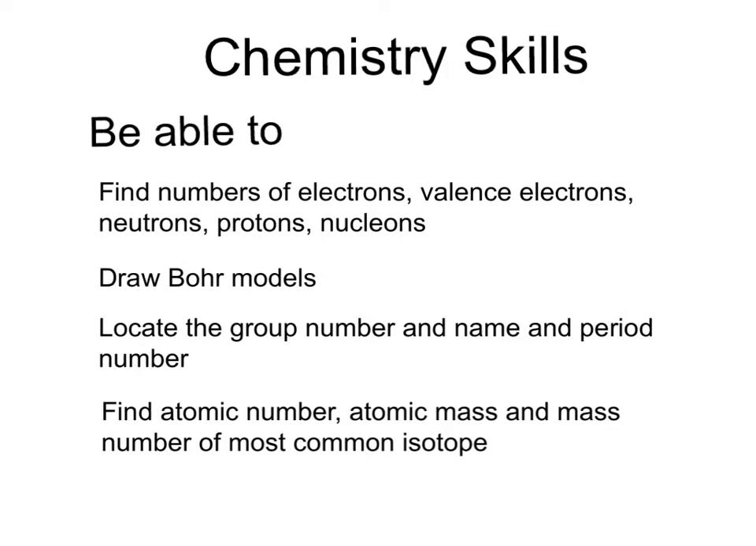Here are things that you can practice doing with this tutorial. You can practice finding the number of electrons, the number of valence electrons, the number of neutrons, the number of protons, and the total number of nucleons in a particular atom using the periodic table. You can practice drawing Bohr models of atoms, and you'll be able to locate the group number and the name of the group as well as the period number for a particular atom. And then you'll also be able to find the atomic number, atomic mass, and the mass number of the most common isotope.